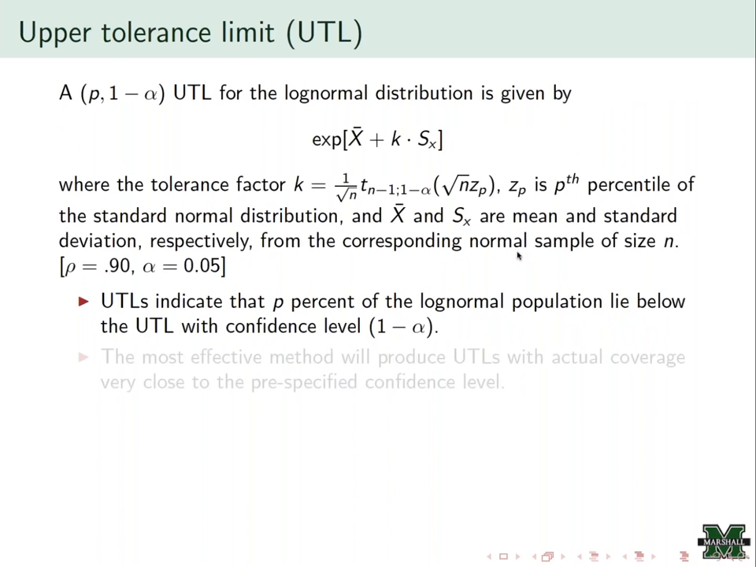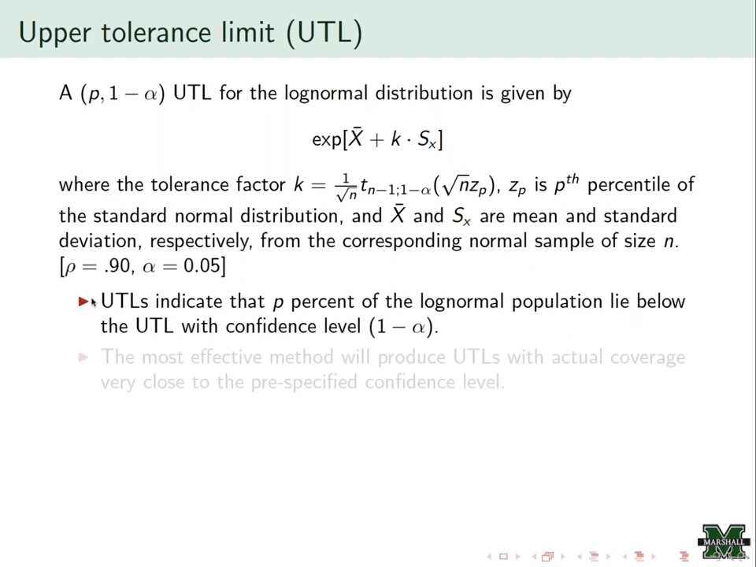And for this research, the most effective method will produce confidence intervals with actual coverage very close to that pre-specified 95% confidence level. So the upper tolerance limits do provide more information about a population than the confidence intervals do. The confidence intervals were just telling a range of where the population parameter could be, but upper tolerance limits actually tell you basically the percentile of a population, and in this case I used P, the content, is 0.9, and alpha was again 0.05, so the coverage was 95%.